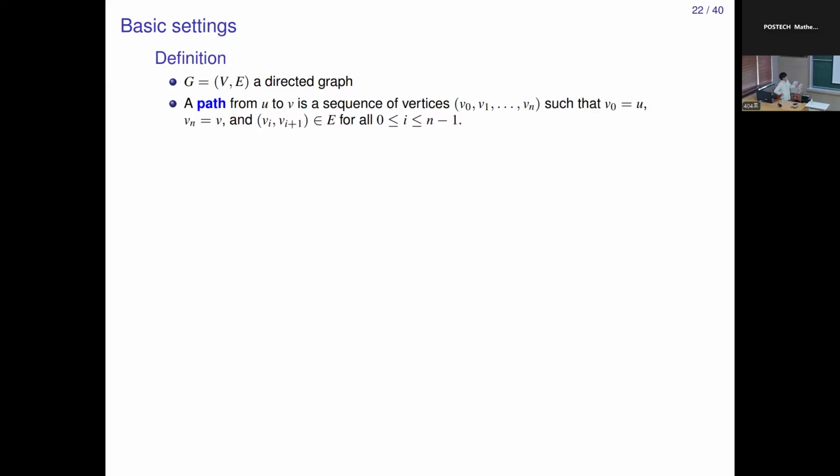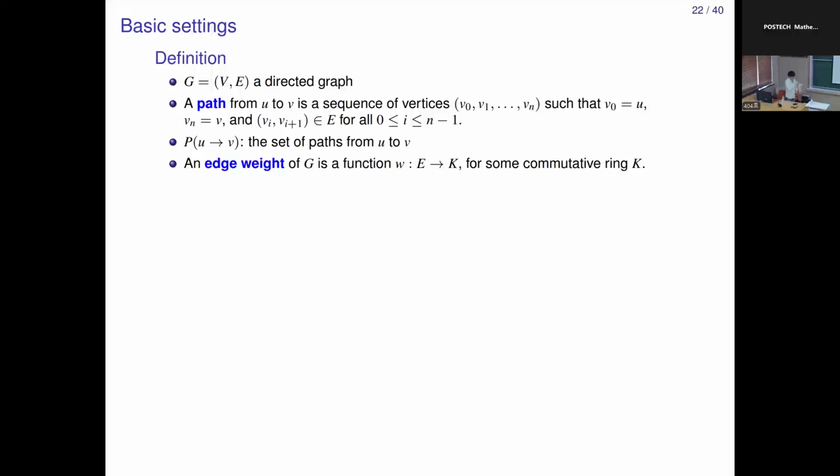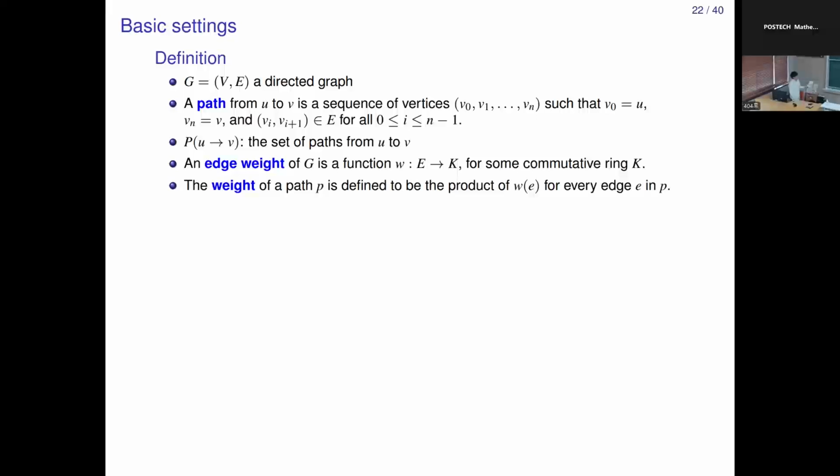So we need some setting. G is a directed graph, and a path is the usual term in graph theory. It's a sequence of vertices such that going from v_i to v_{i+1} must be a directed edge. And this is the set of all paths from u to v. The starting point is u, the ending point is v. And we're going to assign some weight to each edge. So the edge weight is just a function from the edge set to some commutative ring. And the weight of a path is going to be the product of the weights on the path.